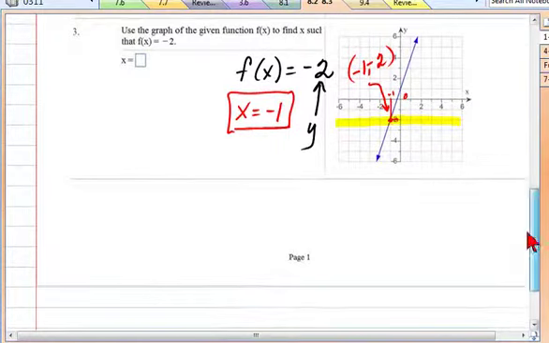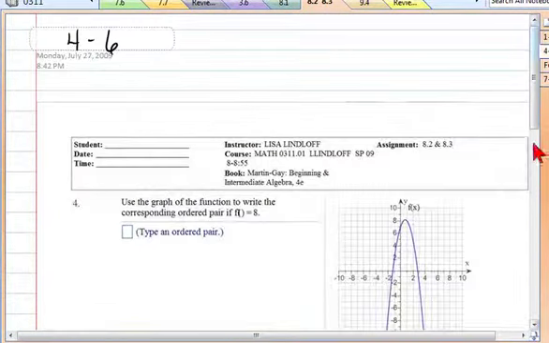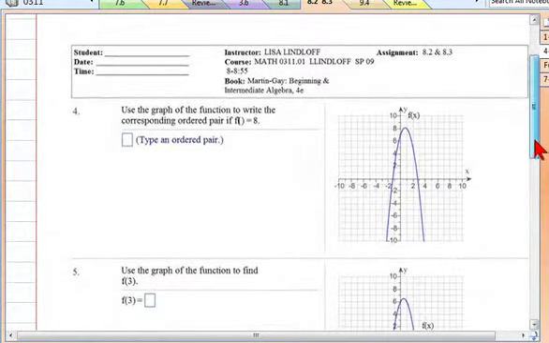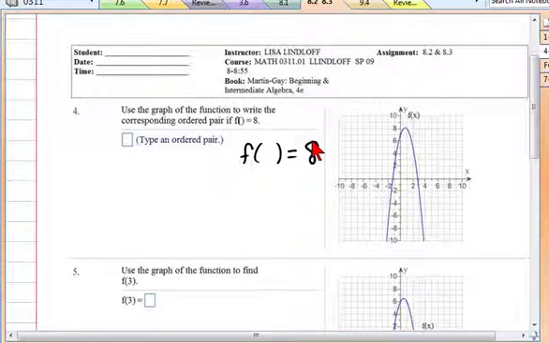All right. Let's look at the next ones. In this, we're not going to have a dot. So we're going to have to know more. And honestly, I think question number 4, I think the graph is just a little bit off. But, you know, you're used to that. You look at my graphs all the time. It says, and the reading is hard to see, it says use the graph of the function to write the corresponding ordered pair if f of something equals 8. At least that's what it looks like to me.